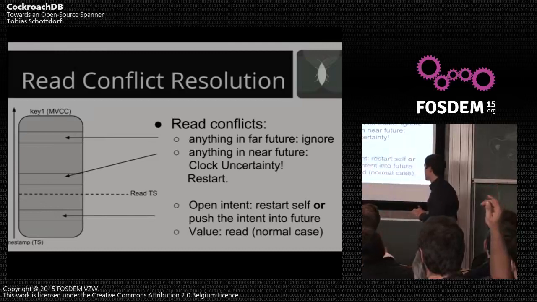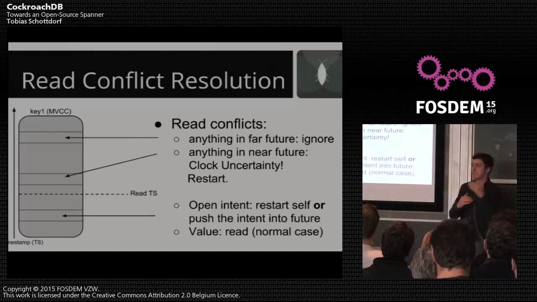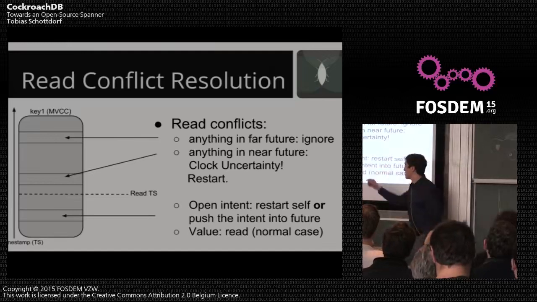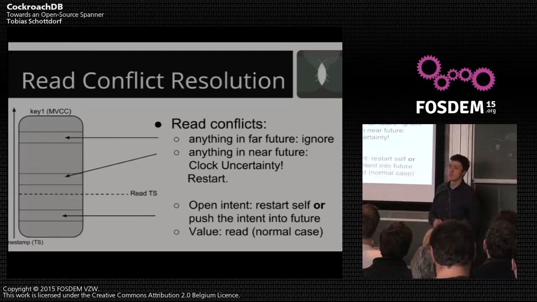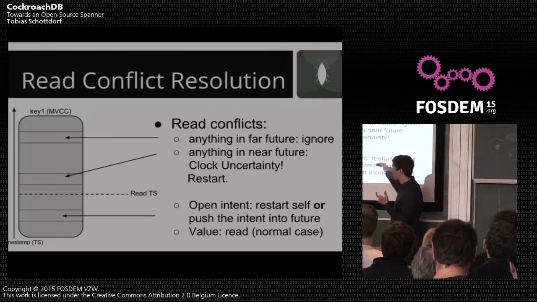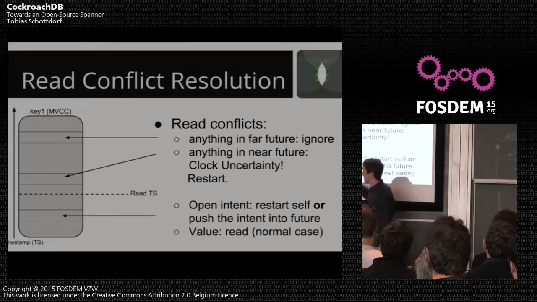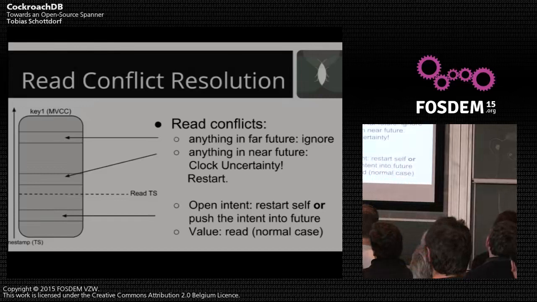What happens if you read something in the past? Well, if it's an honest value, it's an MVCC system, you're reading the next candidate, so you just read the value. If there's not a value but an intent, then you have to check, because it could be an intent from a transaction that's still running, in which case you want to restart yourself, or push that intent into the future, which you can do for snapshot isolation transactions. So you basically want to change this value so that it's actually here, and then it's not your problem because it's in the future.